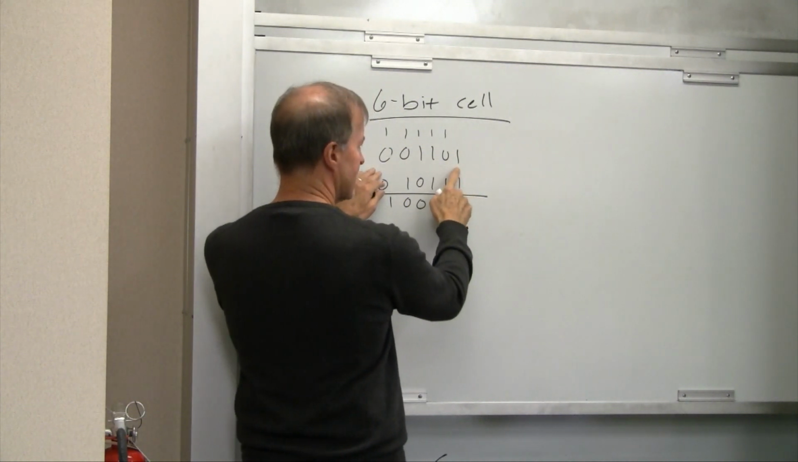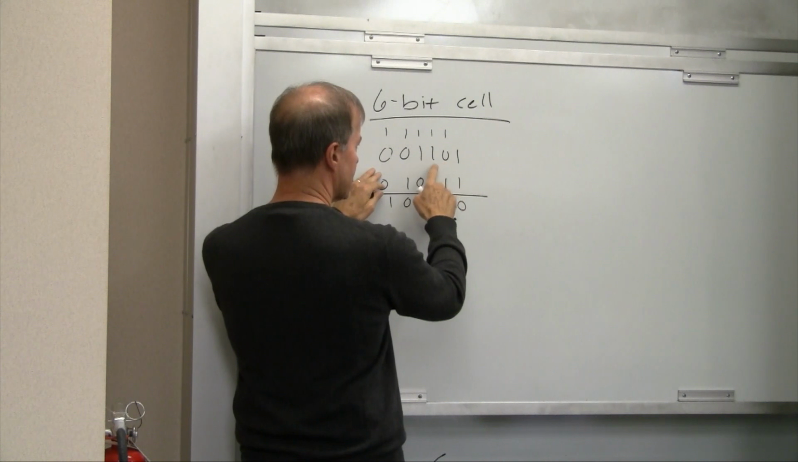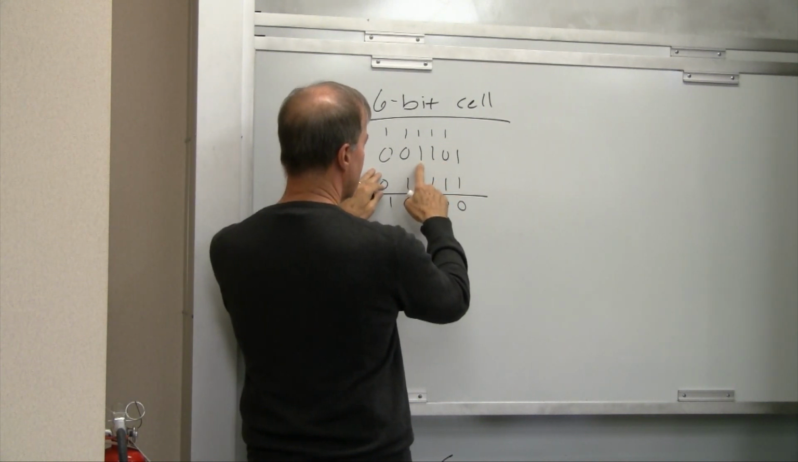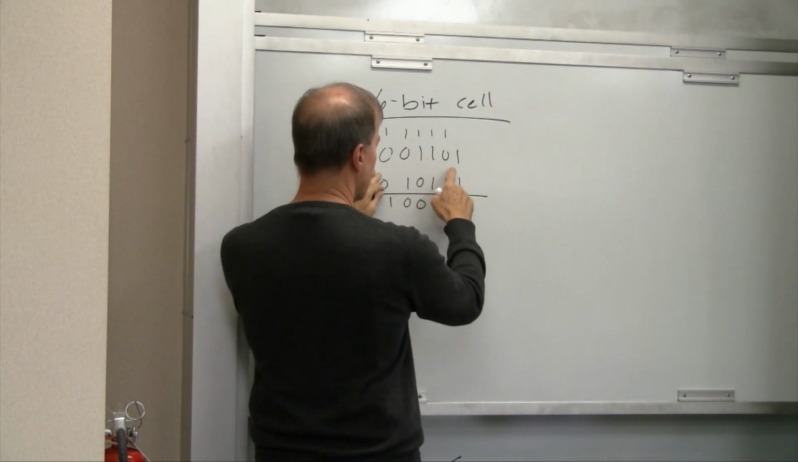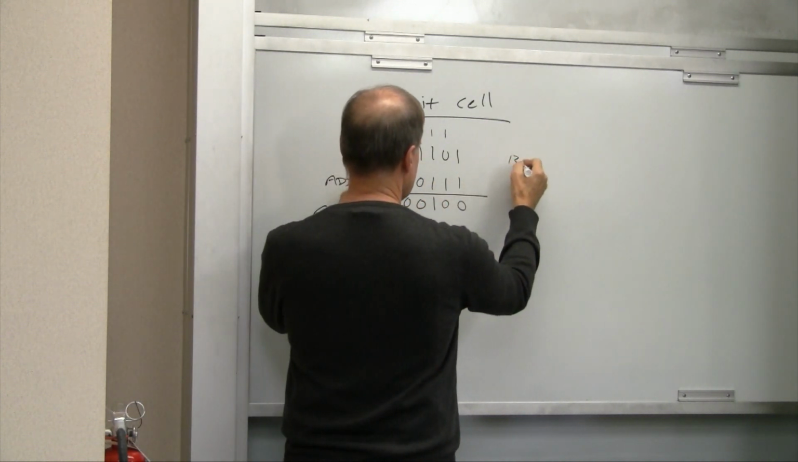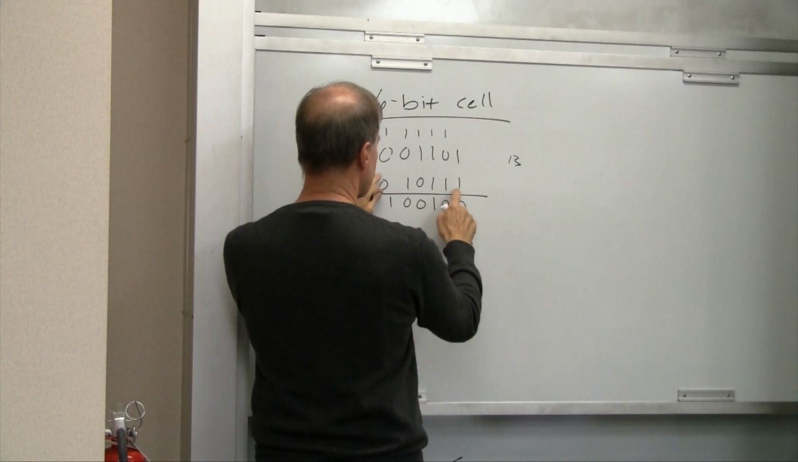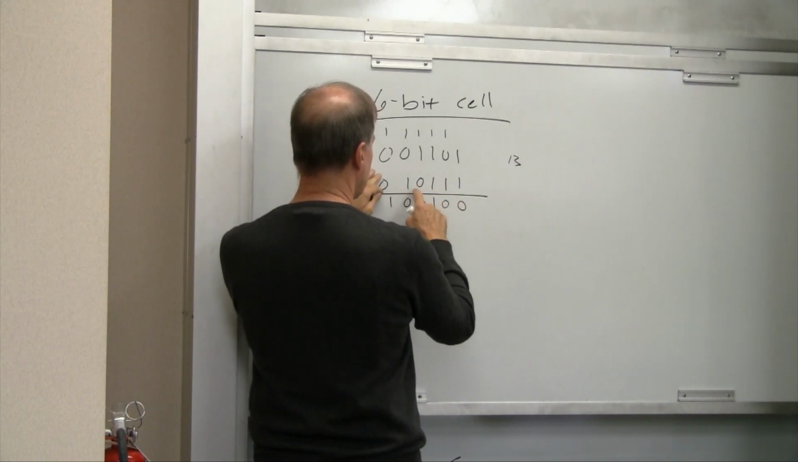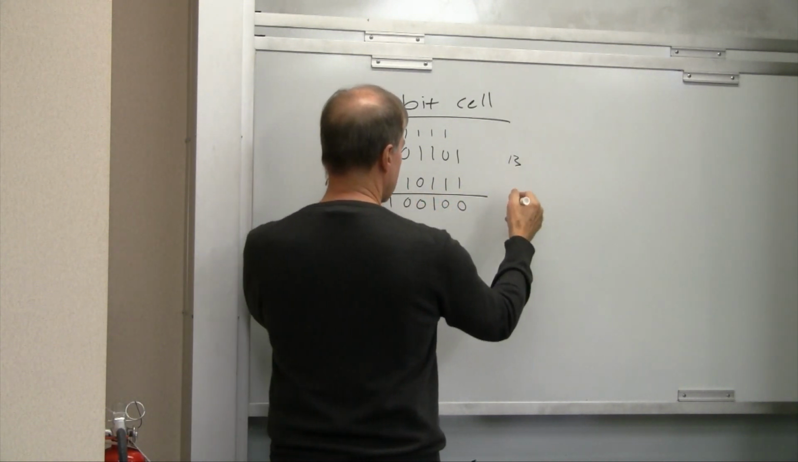What place is this? 1 plus what? 0 plus what? 4 plus 8. Somebody do 1 plus 2, 8 plus 4 plus 1. What is that? 13. What is this? What's 1 plus 2 plus 4 plus 16? Somebody do that quick. 23?